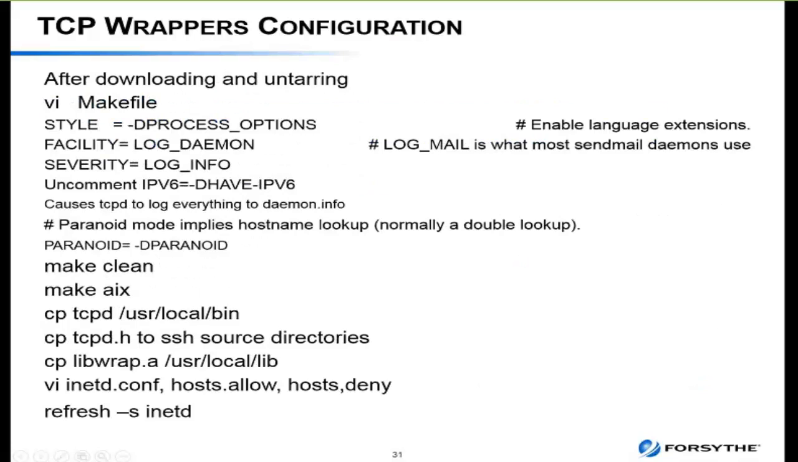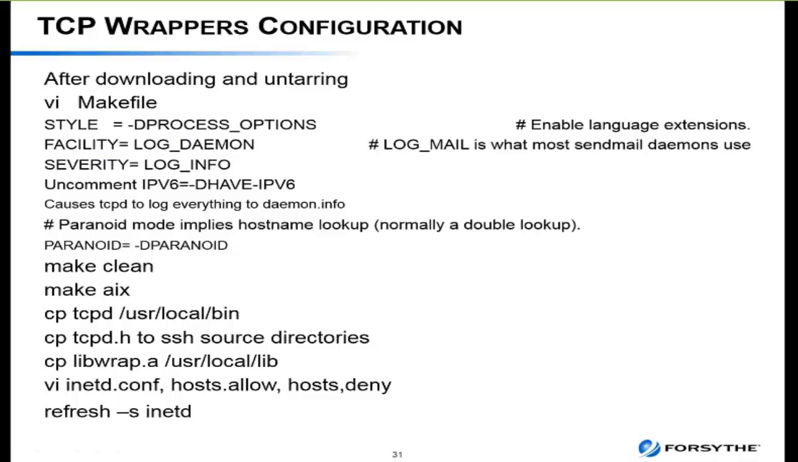TCP wrappers is one that you have to compile, so you download it, you untar it, you look at the makefile, and these are the different options that you have to set. I always use LOG_DAEMON. By default they use LOG_MAIL and LOG_INFO. So that means when I'm logging, I'm going to daemon.info, and I set up a separate file for that. You do need to uncomment this line about IP version 6, whether you have IP version 6 or not. This paranoid mode is enabled by default. If you don't want them to do reverse DNS lookups, then you want to comment that out. You run a make clean, a make AIX, and then you copy the actual daemon. There's no make install, which is quite annoying. You copy the daemon into your local bin, and you copy the header if you're compiling SSH into the SSH source directory.